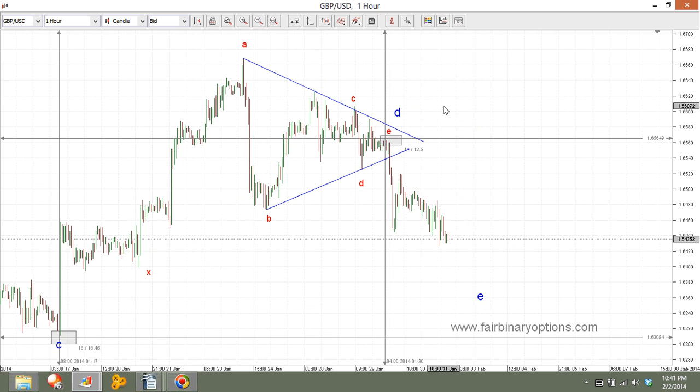Now what to look for next? Well, we are looking for an E wave. The E wave is the most complex corrective wave within the contracting triangle that we are looking for. And the E wave actually can retrace only 20-something% of the previous D wave, 38.2, 50%, 61.8.